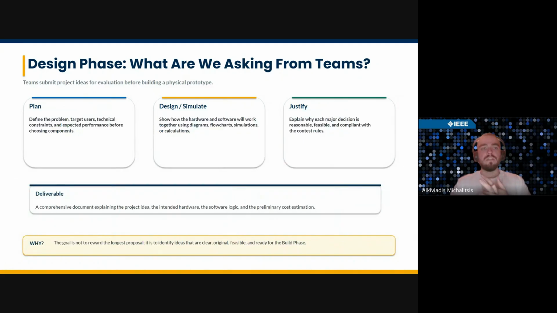The teams must submit the project ideas for evaluation before building a physical prototype, as we said. And we have the following three steps. First of all, the team should plan, think regarding their idea, and define the problem. What are the targets? Who will use the product? What are the technical constraints that you will find in front of you or in the future? And what performance do you expect before you even choose the components?